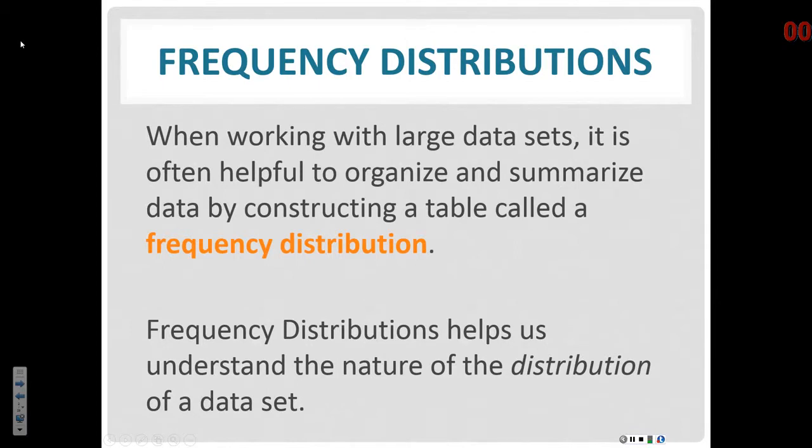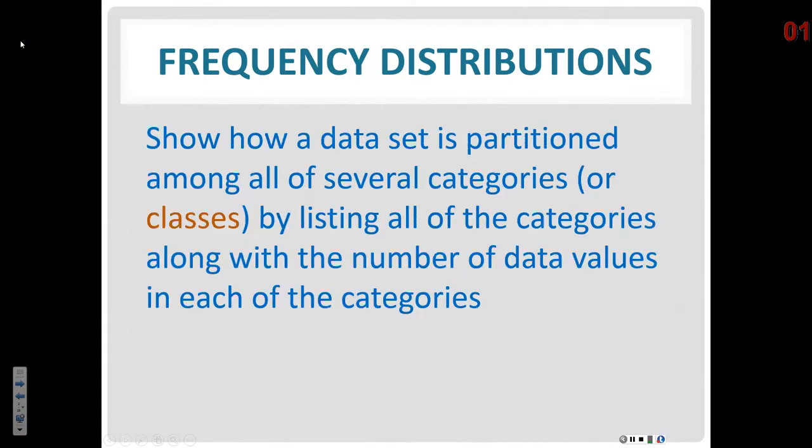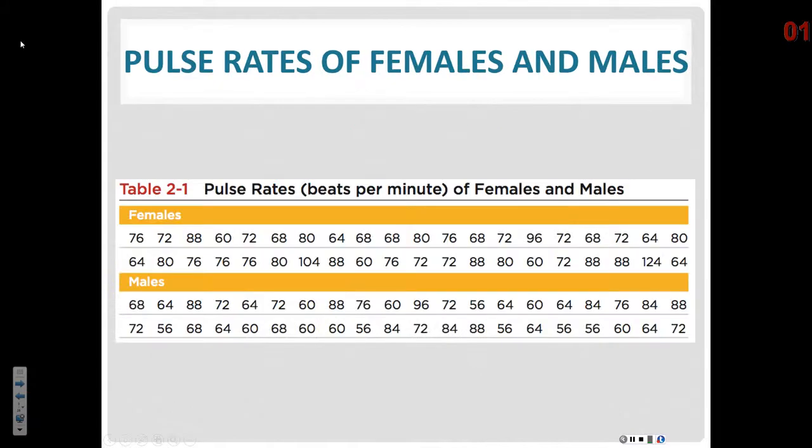That's the purpose of this frequency distribution. It's going to allow us to look at a large group of data and see trends, okay? So, a frequency distribution helps us understand the nature of the distribution of a data set. It shows how a data set is partitioned among several categories or classes by listing all of the categories along with the number of data values in each of the categories.